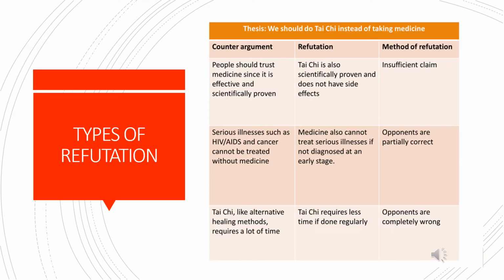Let's learn the different types of refutation by looking at an example. The thesis statement that we have is, we should do Tai Chi instead of taking medicine. And the first counter-argument is, people should trust medicine since it is effective and scientifically proven. Now, notice that the counter-argument used is the opposite view of our thesis statement. So this shows that we are also considering the alternative side or the alternative view of our argument.